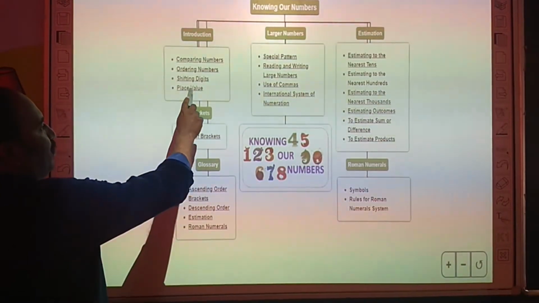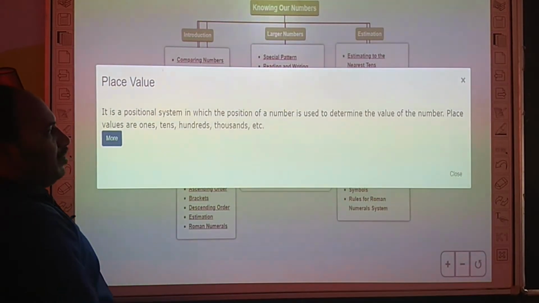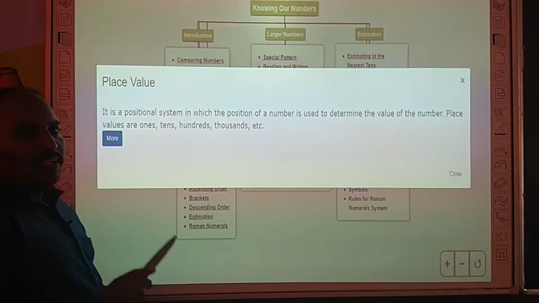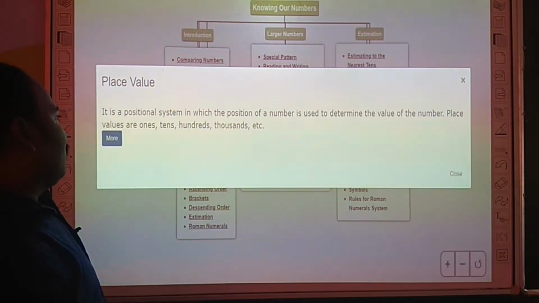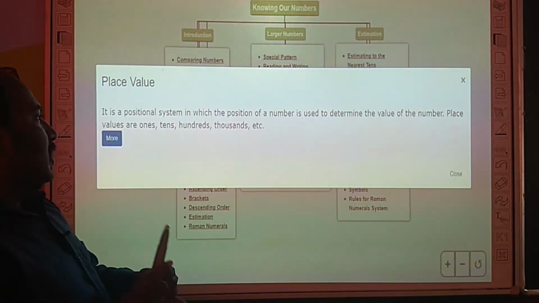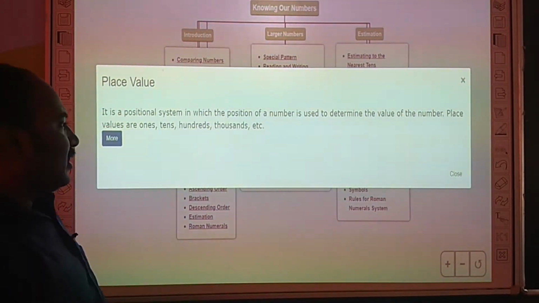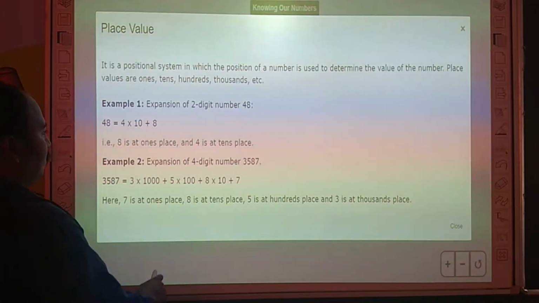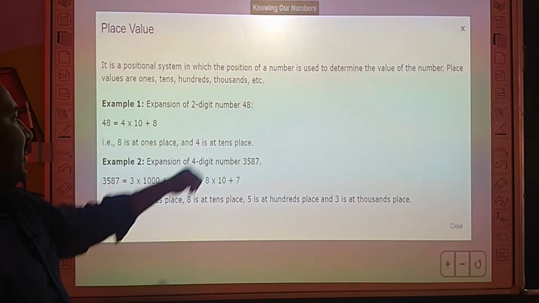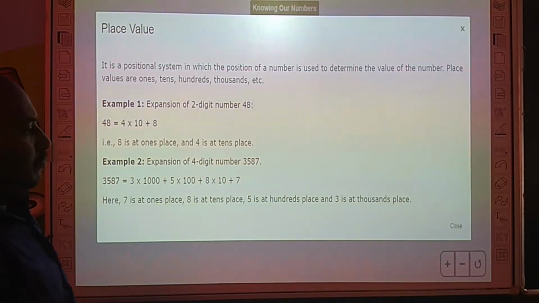The next one, place value. It is an important area. It's a position system in which the position of a digit is used to determine the value of the number. It denotes the position of the given number. The place values are ones, tens, hundreds, thousands, etc. For example, the 2-digit number 48: the 4 is in the tens place, 8 is in the ones place.